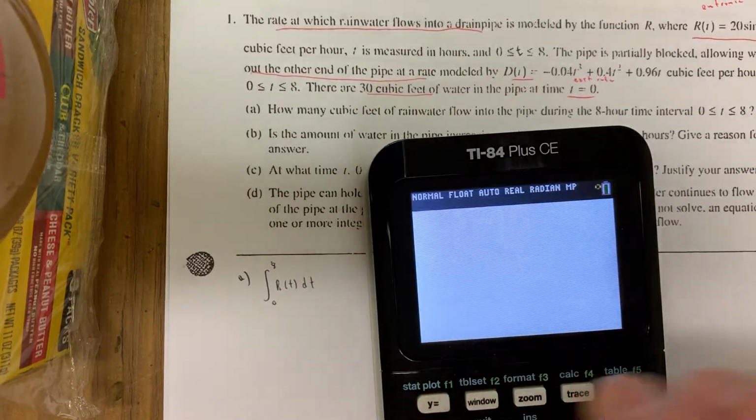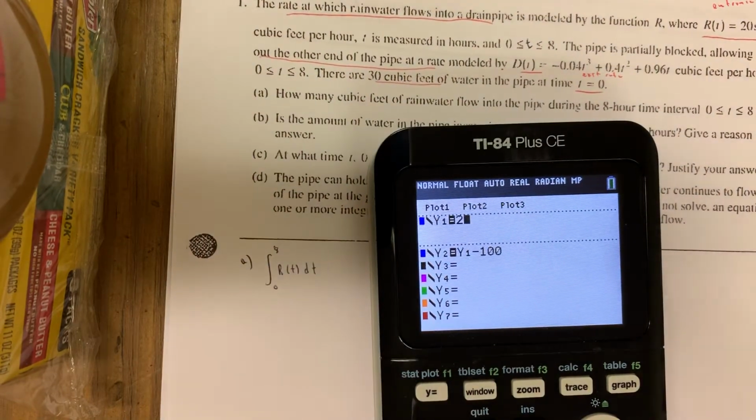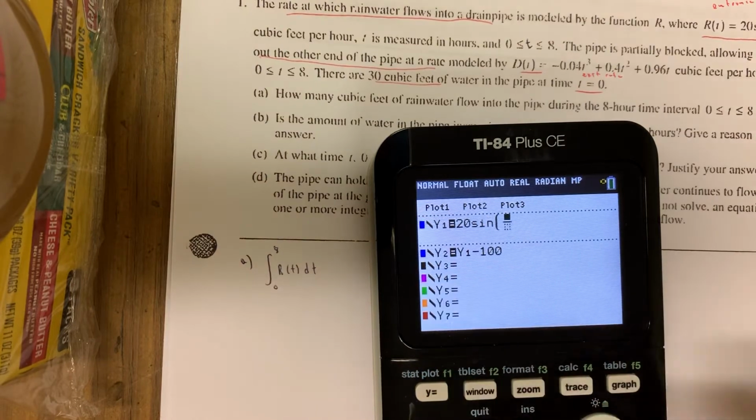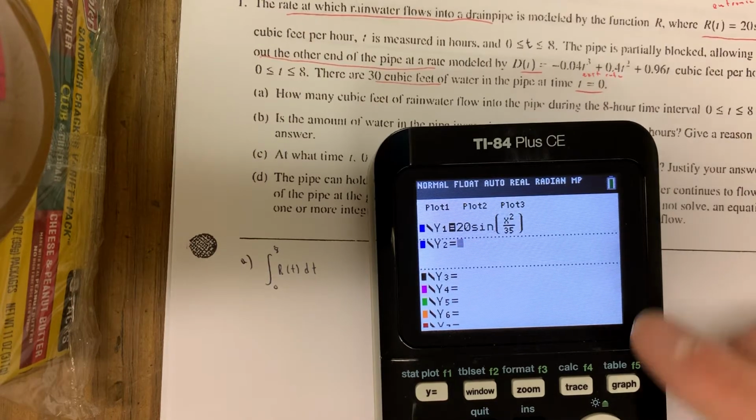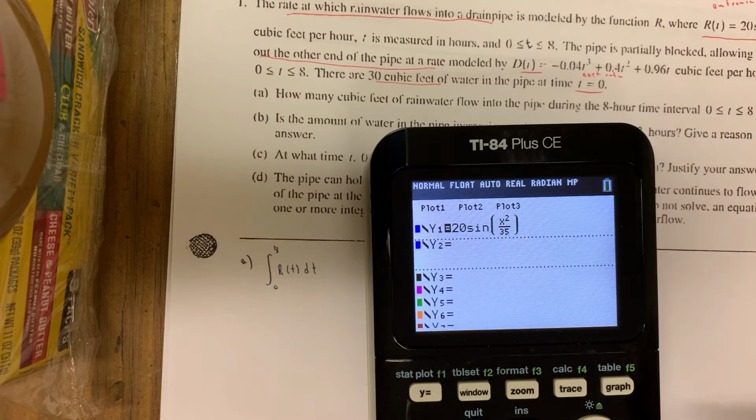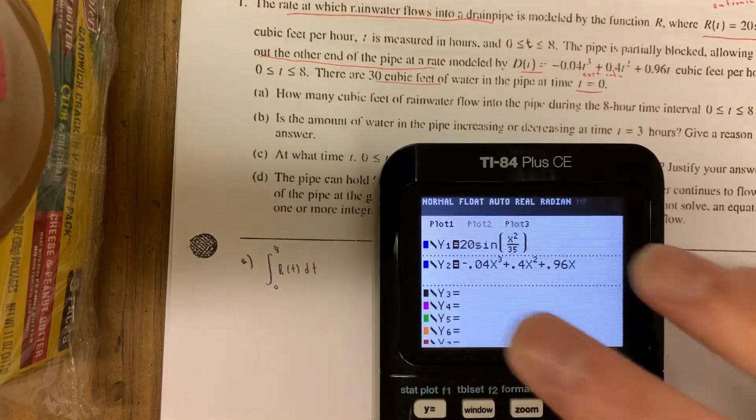Let's input all this stuff in the calculator right now because you know we're going to need it. Entrance rate, 20 sine of x squared over 35. And down here, what do we got? A little cubic action, so negative 0.04 x cubed plus 0.4 x squared plus 0.96 x. Okay, so at least I have those rates right there.